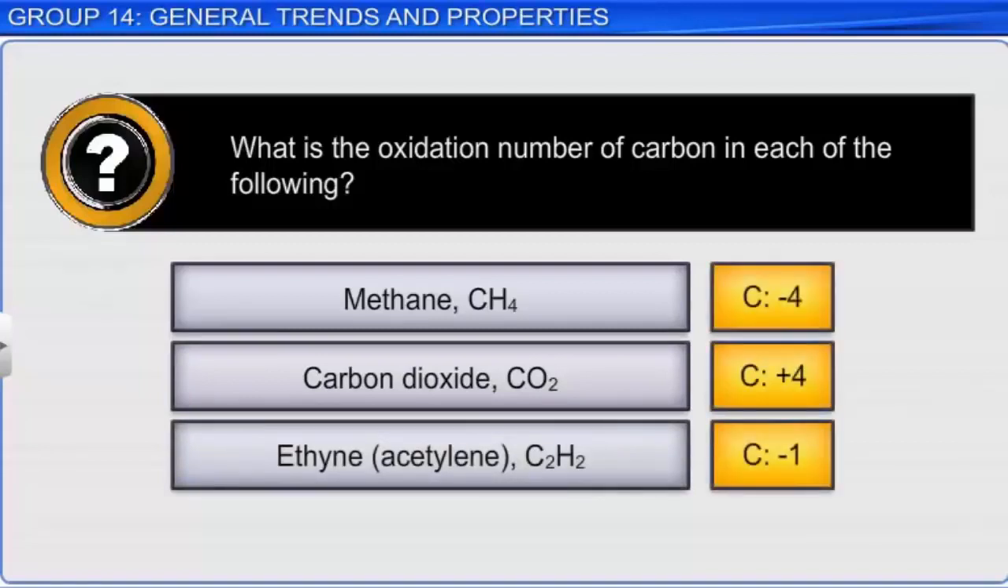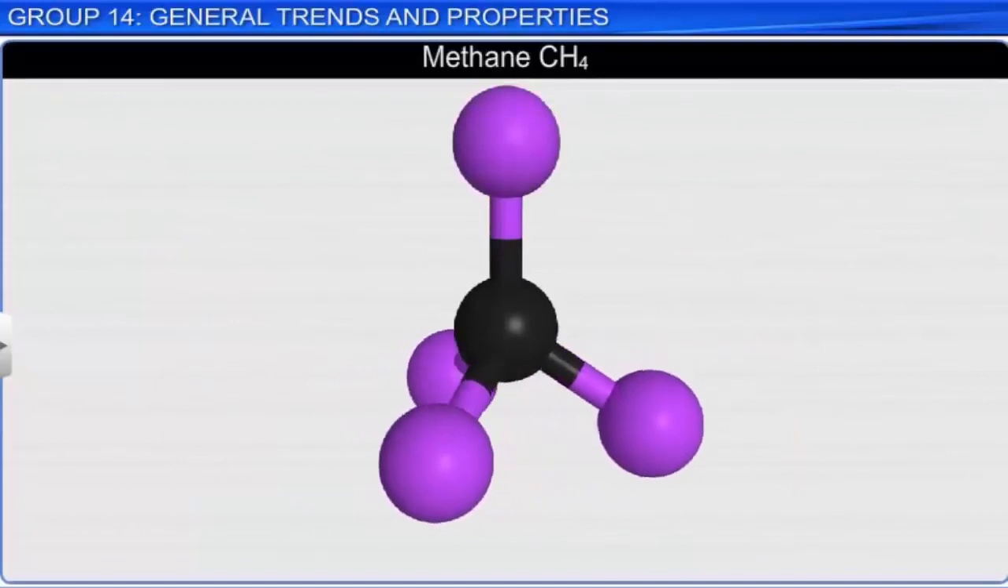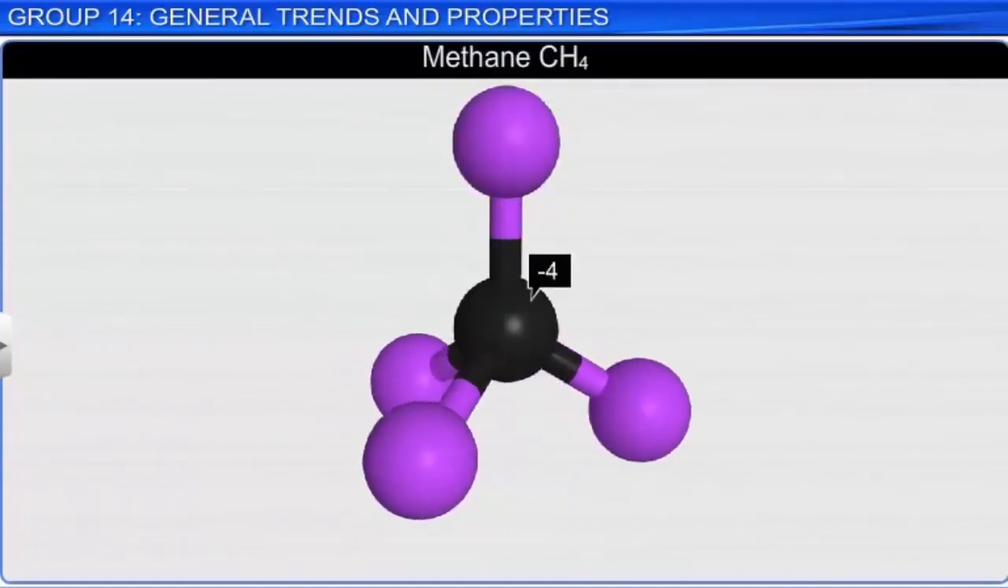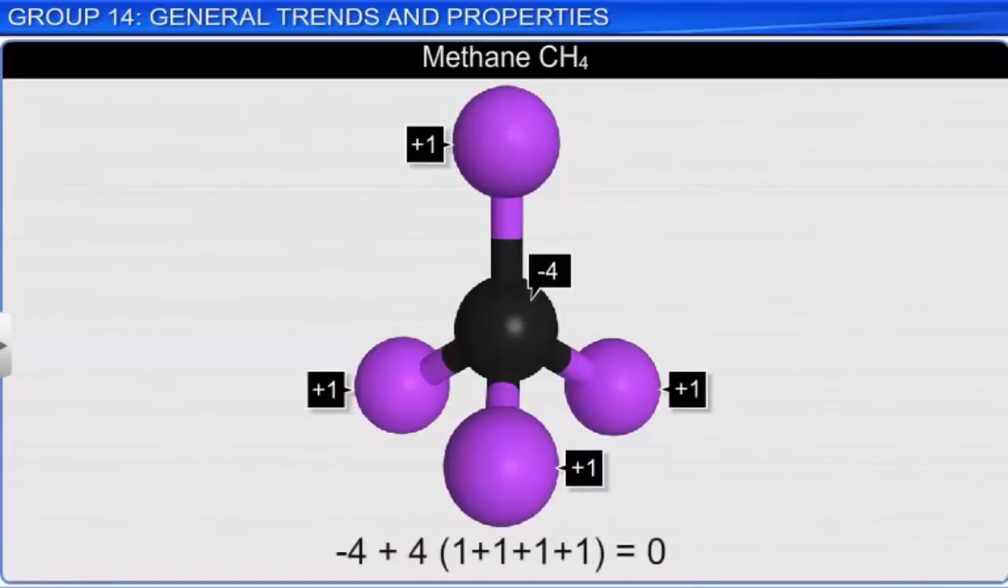Assigning oxidation numbers is an important skill. In methane, the carbon is -4. Remember that in compounds, hydrogen often has an oxidation number of +1. And the sum of the oxidation numbers must be 0 for a neutral compound.